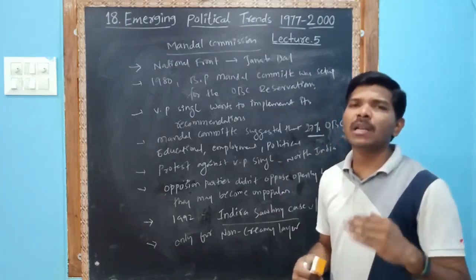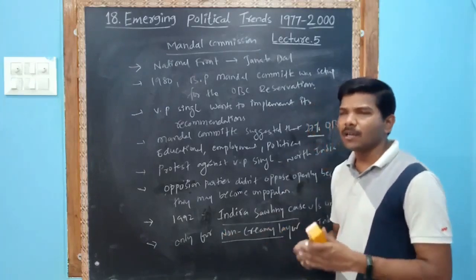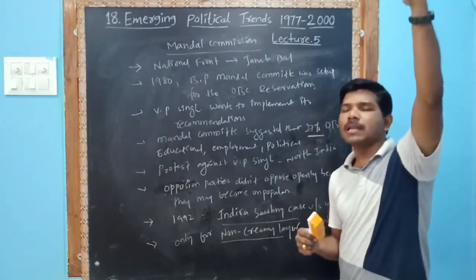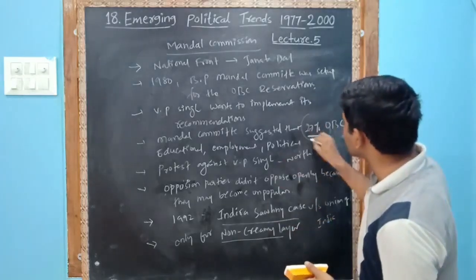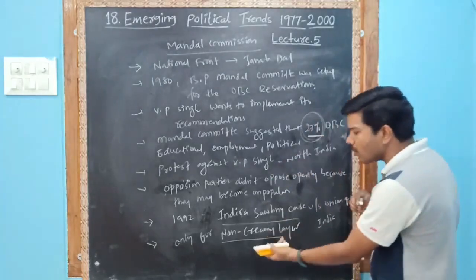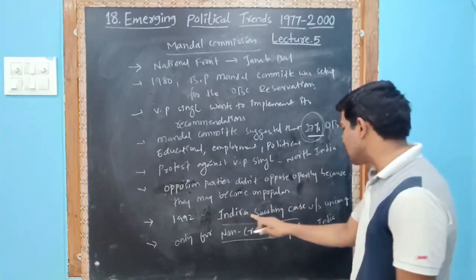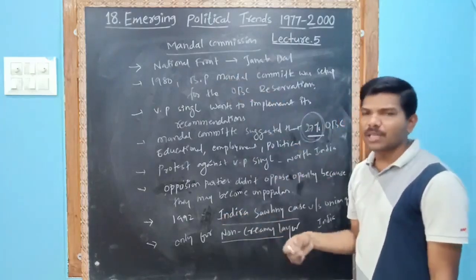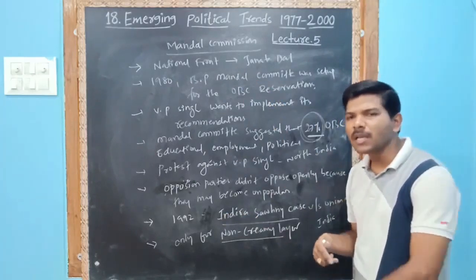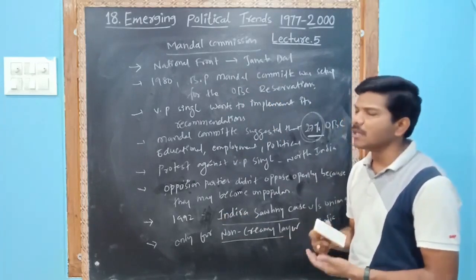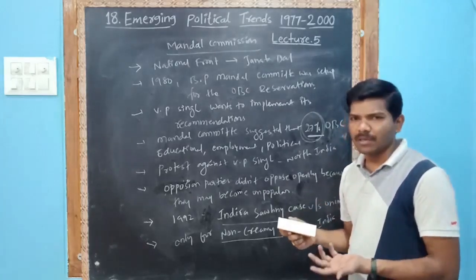Those people whose annual income is less than 8 lakhs come under the non-creamy layer. Those whose annual income is more than 8 lakhs become the creamy layer. So this 27% reservation will be implemented only for the poor among the OBCs. This is called the Indira Sawhney case, the BP Mandal Commission, Bindeshwari Prasad Mandal. BP means Bindeshwari Prasad Commission. So this is one of the greatest incidents during the VP Singh government.